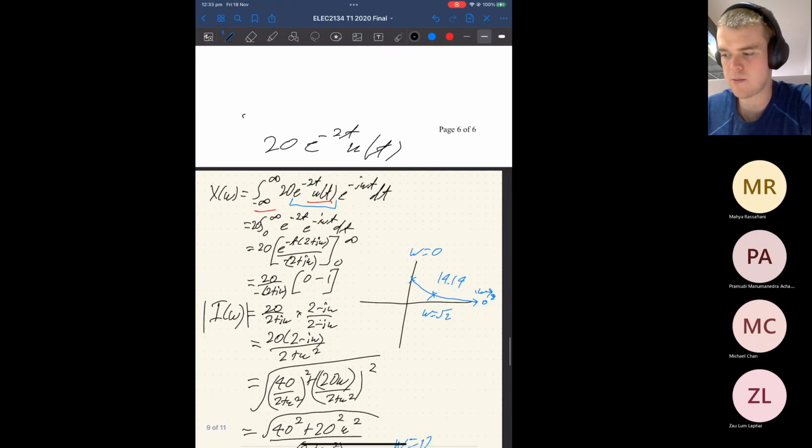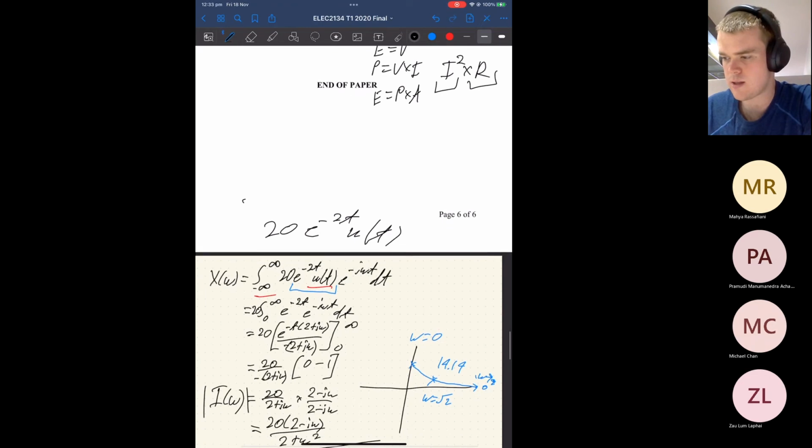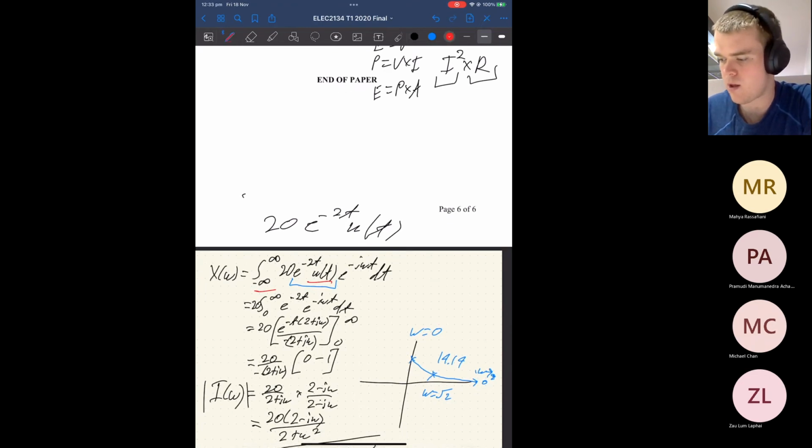Now, if we look at this shape, if we go between 0 and root 3, that's going to be somewhere here, right? Now, the energy over time will actually be the area underneath this curve.